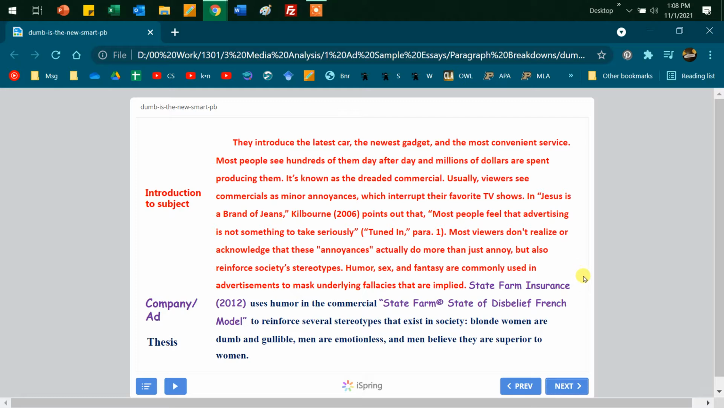Humor, sex, and fantasy are commonly used in advertisements to mask underlying fallacies that are implied. State Farm Insurance uses humor in the commercial State Farm's State of Disbelief French model to reinforce several stereotypes that exist in society. Blonde women are dumb and gullible, men are emotionless, and men believe they are superior to women.